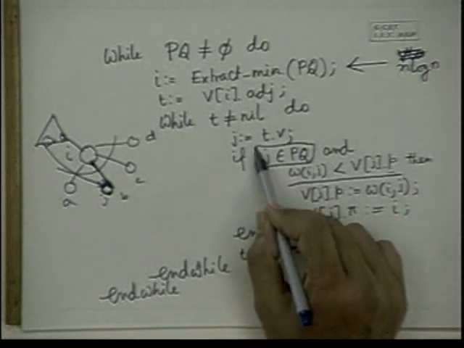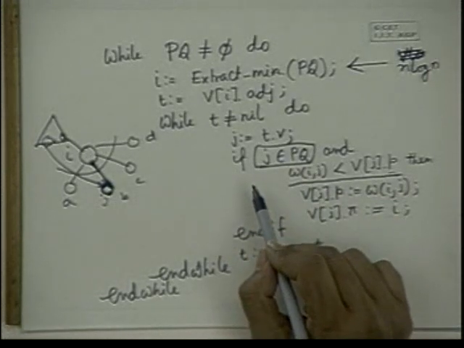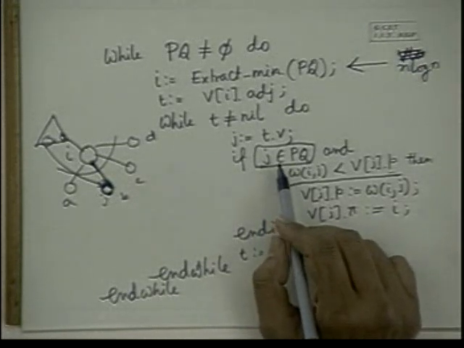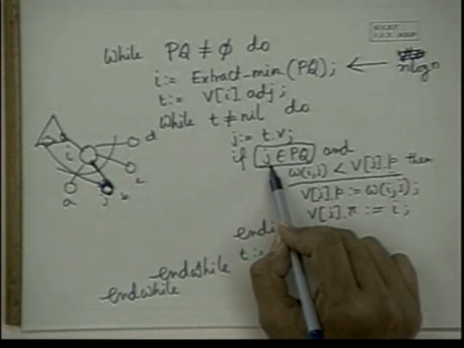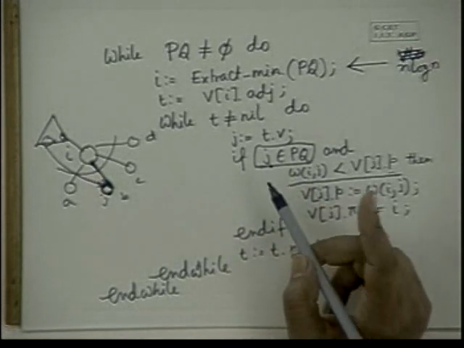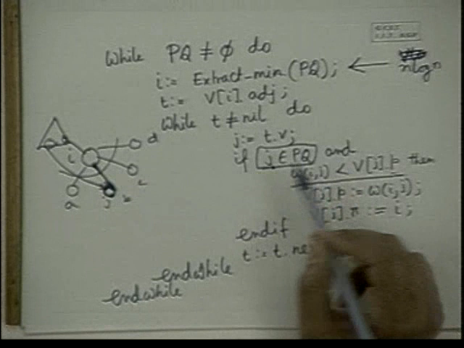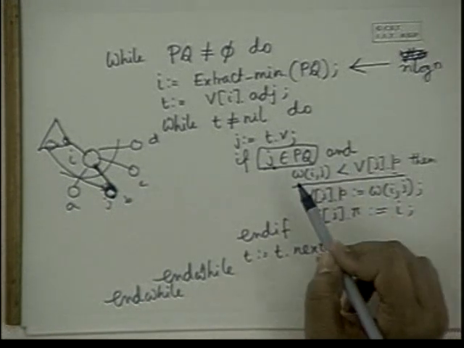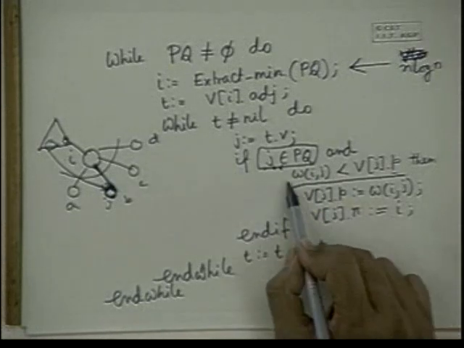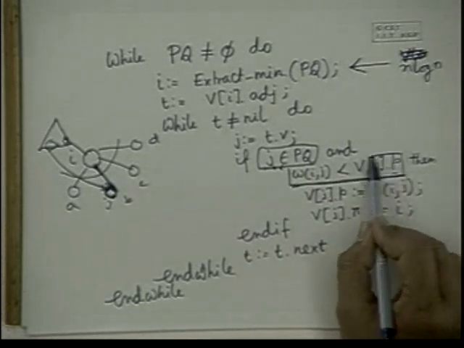The J element of PQ can be done very efficiently. You can maintain a mark field in the VJ. When you extract the min, you basically set that flag off, and check whether that flag is off or on. That can be done in constant time, so this is not the time consuming step. The time consuming step is here, which I have not written.